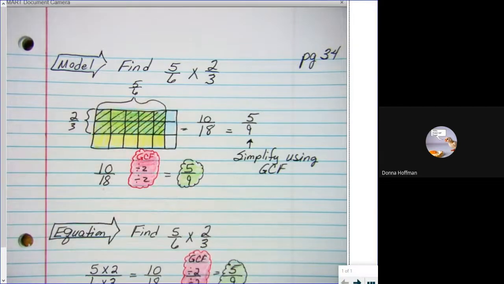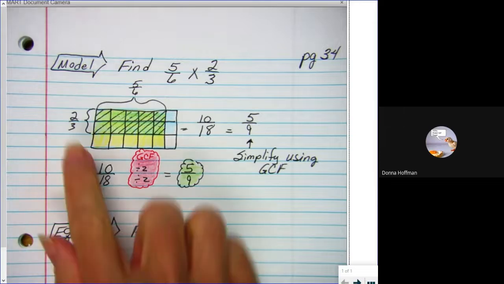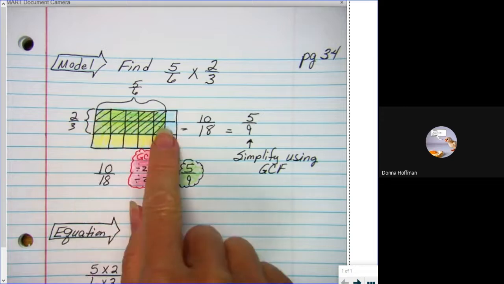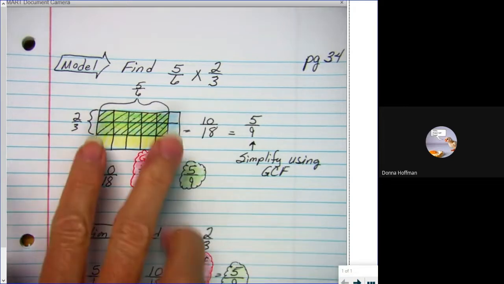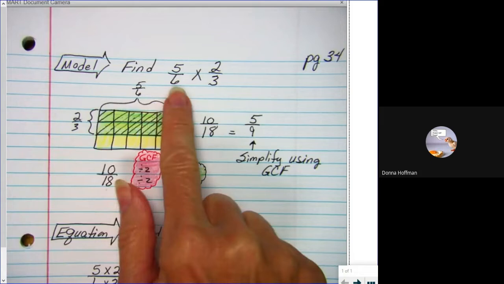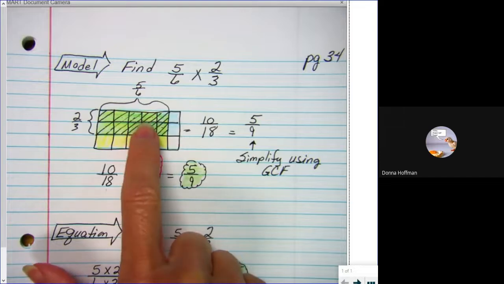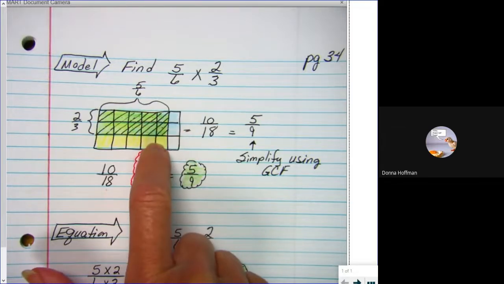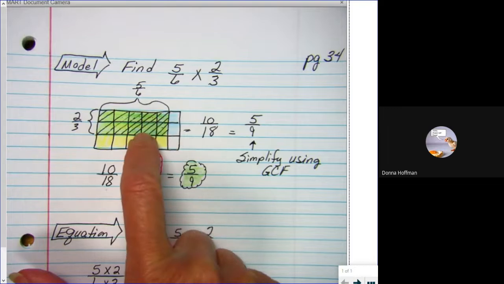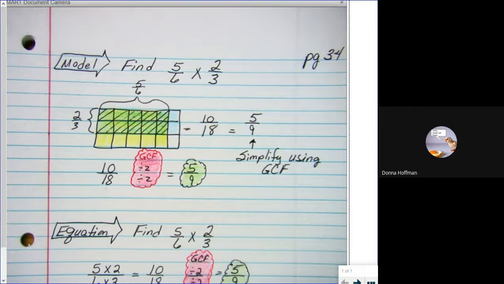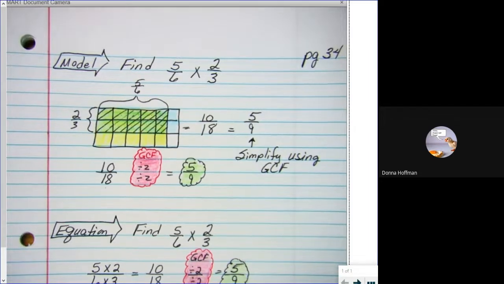We're modeling, trying to find 5/6 of 2/3. I drew my model right here and I cut it into 3 pieces and I shaded 2 of the 3 in blue. Then vertically, I cut it in 6 pieces and I shaded 5 of the 6. Where the green developed, because of the blue and the yellow overlapping, it gave me 10 pieces of 18, and I simplified it down to 5/9 using the greatest common factor.